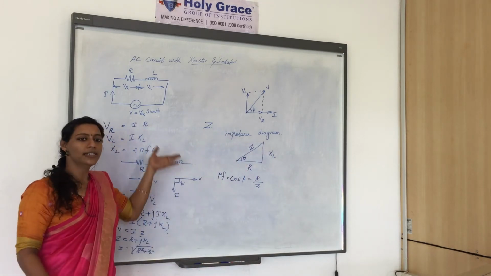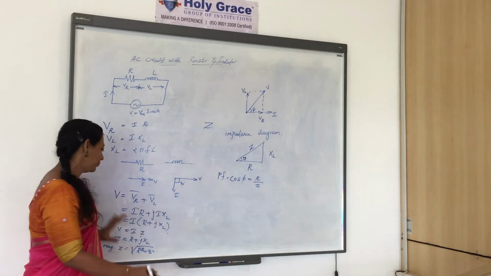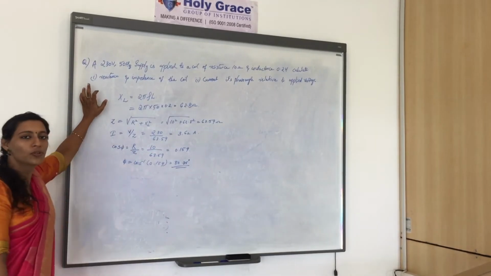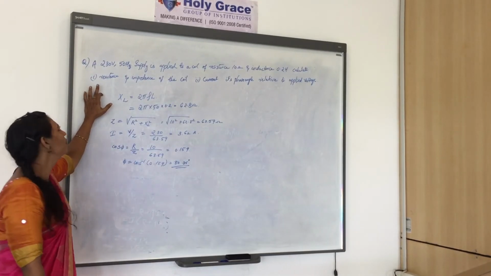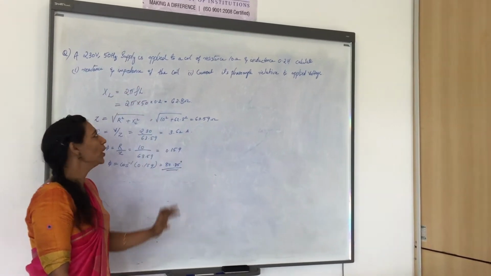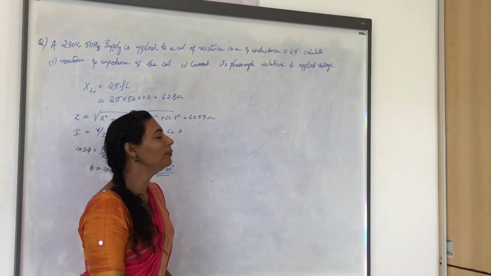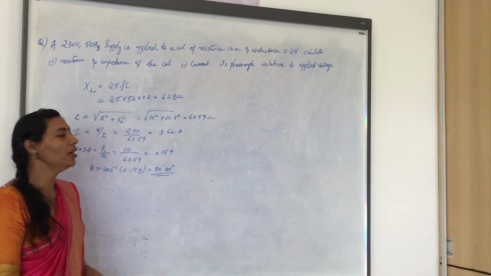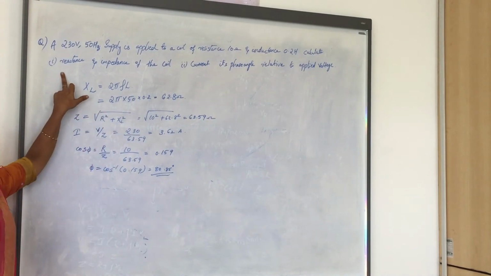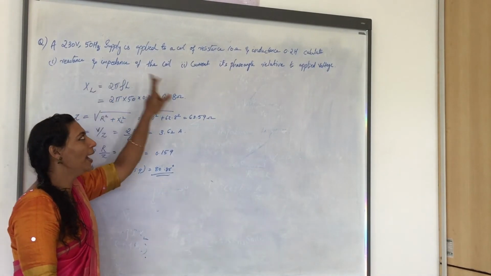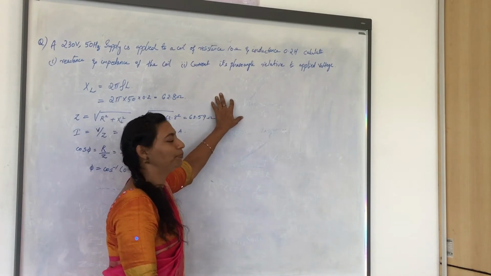Next, we have to consider the problems. Moving to the problem. The question is: a 230 volt, 50 Hz supply is applied to a coil of resistance 10 ohm and inductance 0.2 Henry. Calculate the reactance, impedance of the coil, and the current and its phase angle.